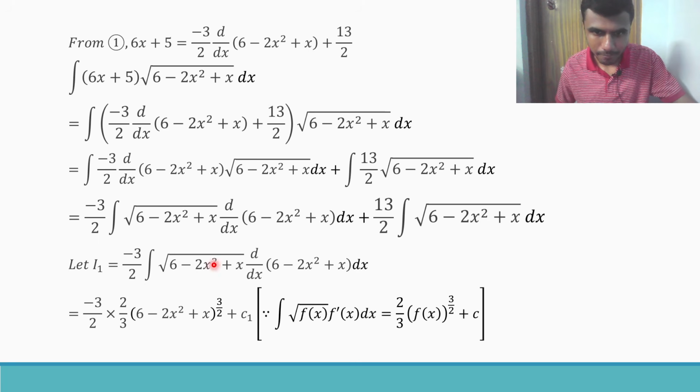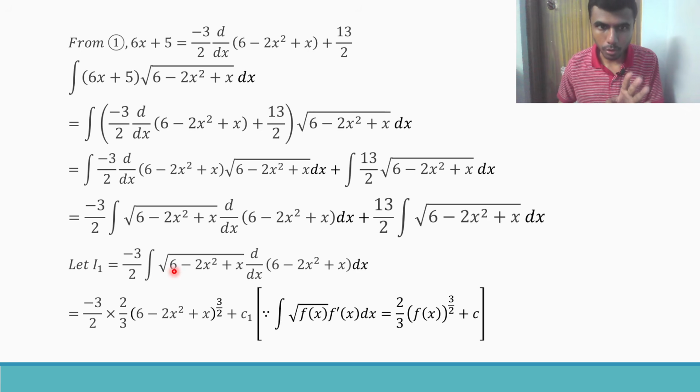It's a formula also. You could say the integral of root f of x into f dash of x dx is nothing but 2 by 3 f of x power 3 by 2, plus constant. Now, you might think, why is this here? What is this doing here? This has very much to do with what we are doing here.